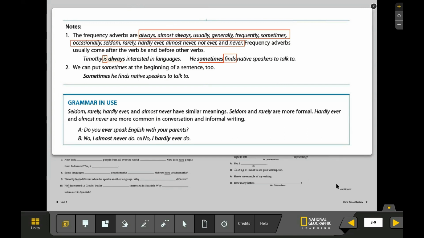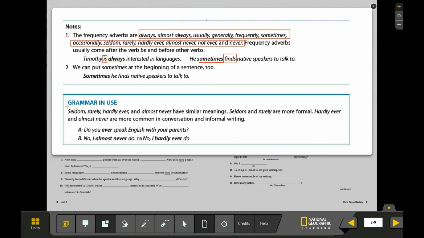Valeria, hello. Grammar in use. Seldom, rarely, hardly ever, and almost never have similar meanings. Seldom and rarely are more formal. Hardly ever and almost never are more common in conversation and informal writing. Do you ever speak English with your parents? No, I almost never do. Or no, I hardly ever do.